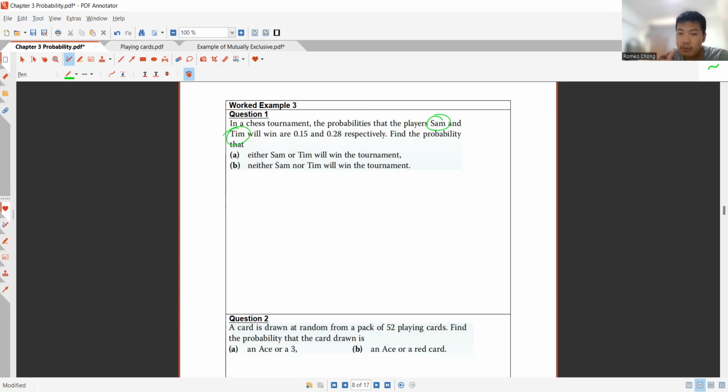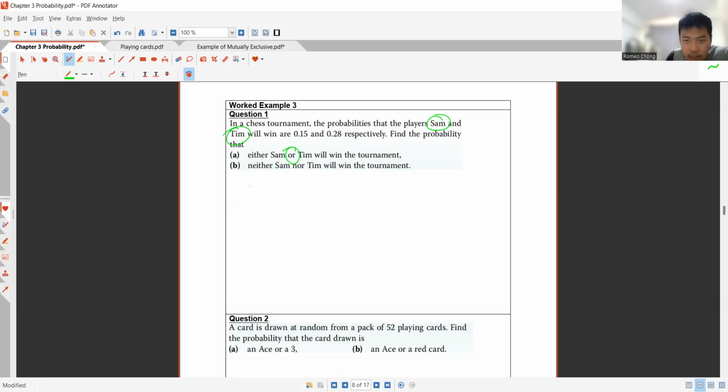So the probability for him to win is 0.15, and the chance for him to win is slightly higher, which is 0.28. And you have to know that these two persons are not an intersection of each other because they are two different persons. They do not share anything, meaning that these two persons are totally mutually exclusive. So if I want to find the probability that either Sam or Tim will win the tournament, the keyword here is or.